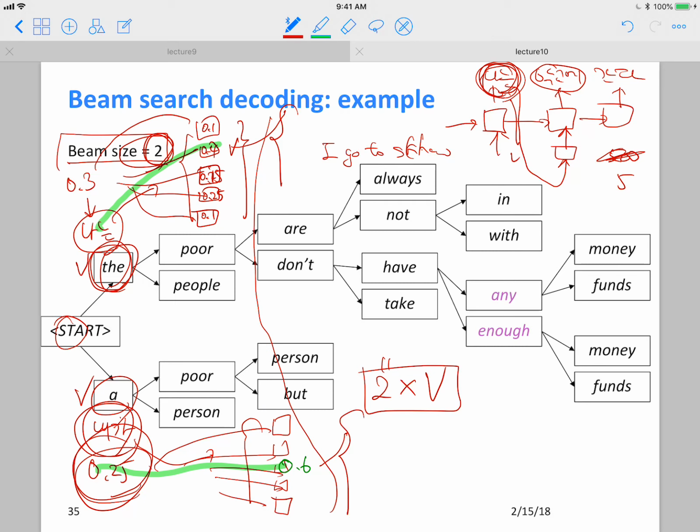And then as we grow this tree all the way to the end until we meet this end of sentence token, we still consider just two possible branches, and then we finally pick the largest probability one between the two, and that will be our final answer of this beam search.